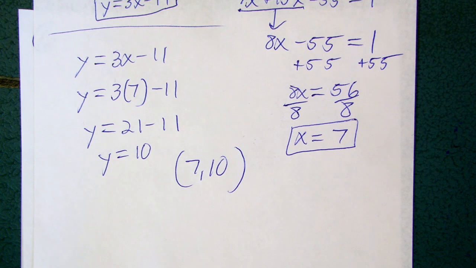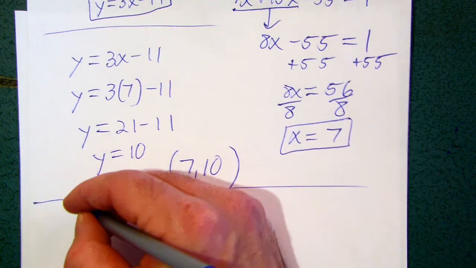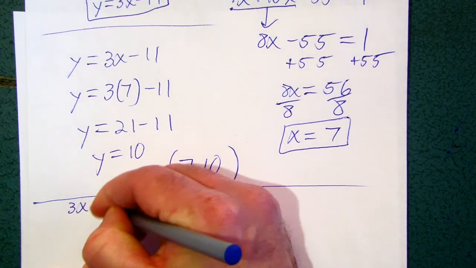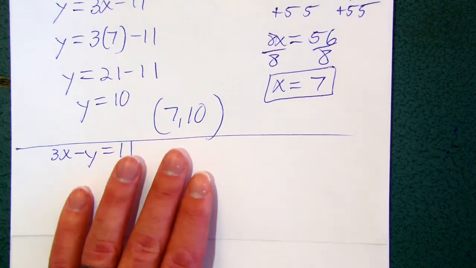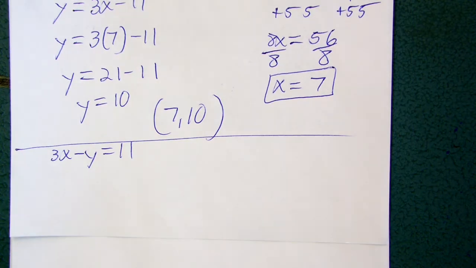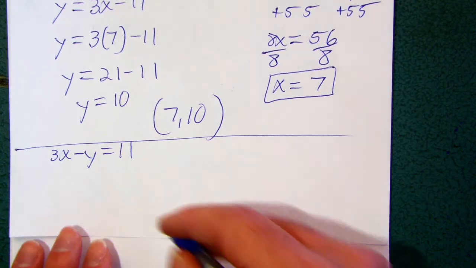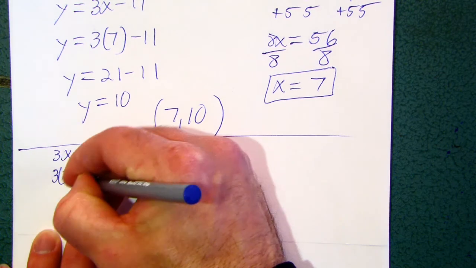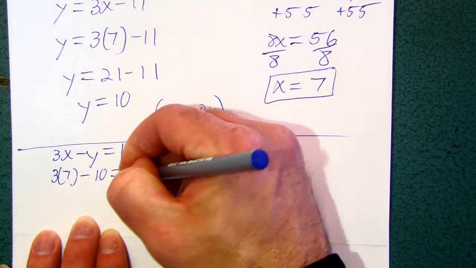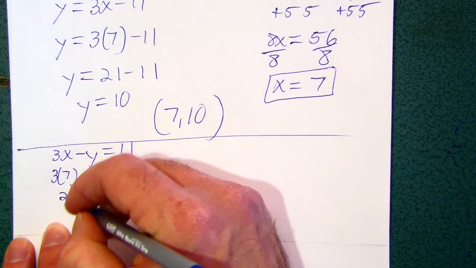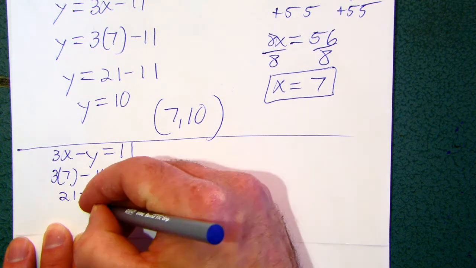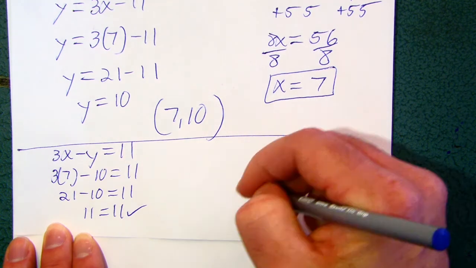And again, it never hurts to go back and check. We did a lot of algebra here, so it doesn't hurt to go back and check your answer in both the originals. Again, we rearranged some stuff, so I would just substitute back in the originals because those are the ones we didn't touch. We didn't try to rearrange them. So we got 3 times 7 minus 10 equals 11. So 21 minus 10 equals 11. So that's going to be 11 equals 11, so that's good.